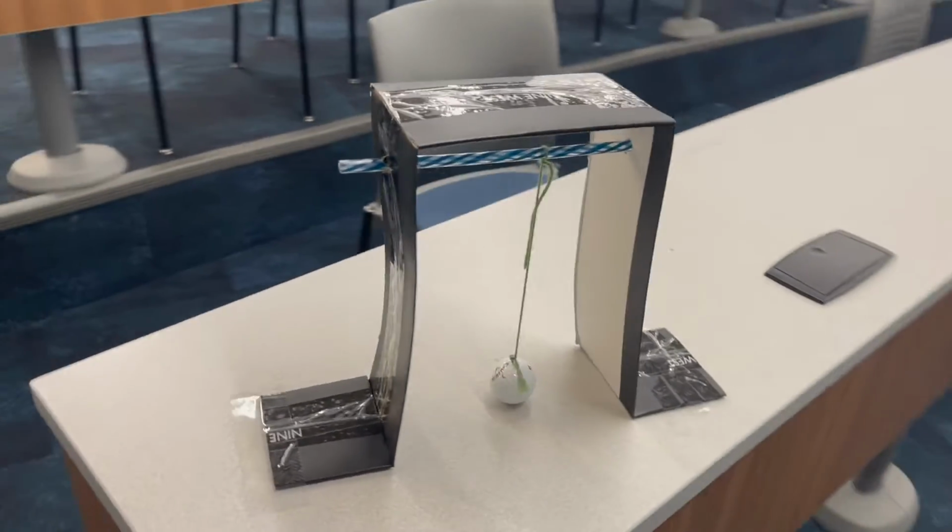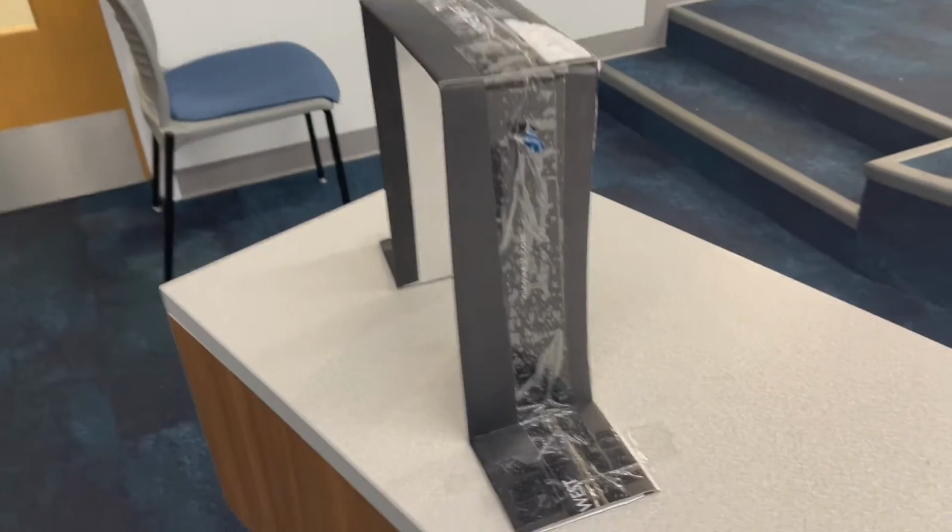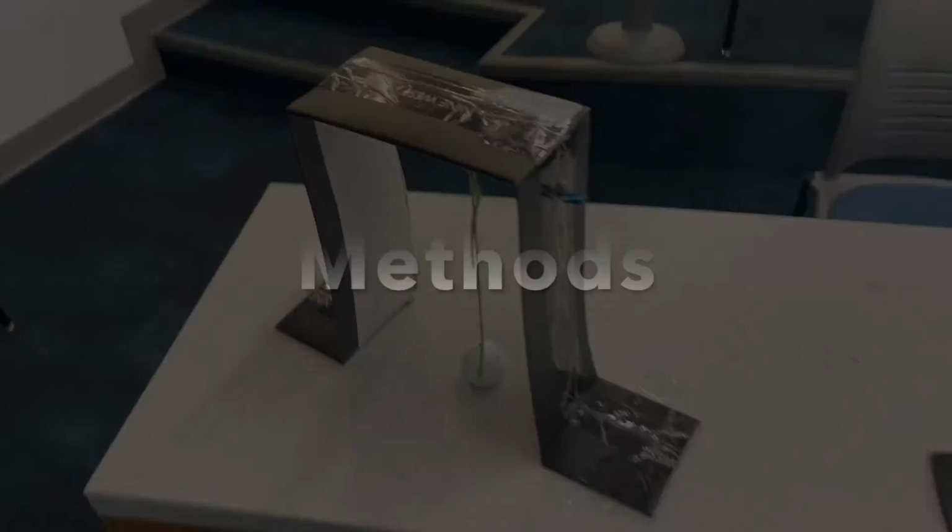In order to analyze the dynamics concepts of angular motion, conservation of momentum, and kinetic friction, we constructed a fixed pendulum using recycled materials. The frame of our mechanism was a modified shoebox, our striker was a golf ball, which was suspended from a straw mounted in our frame, and our projectile was an empty marker box.